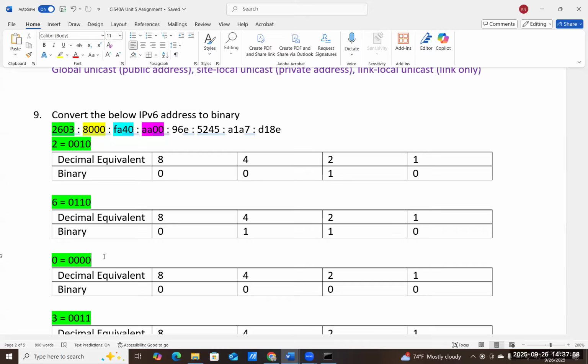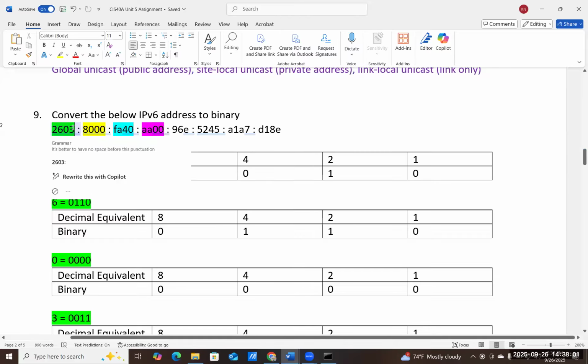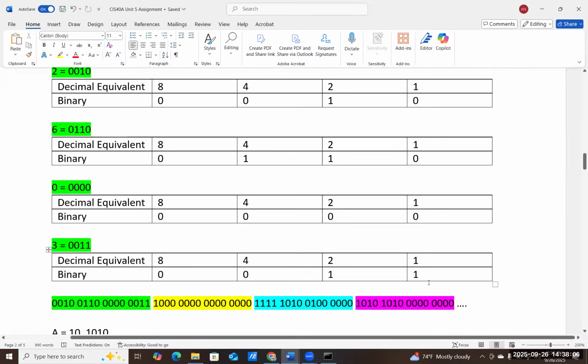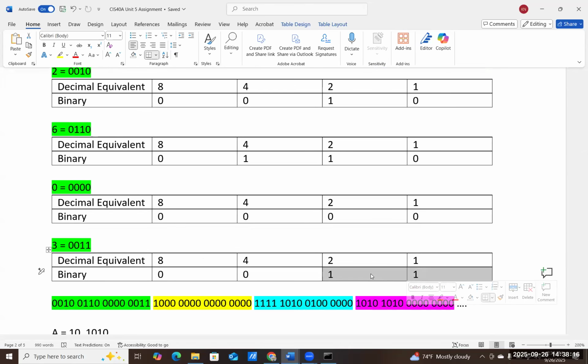Then you move to the next one, which is the 3. For the 3, I know 2 plus 1 gives me a 3. So the first and the second bits are on. And you can go through and do the subtraction just like you did for decimal to binary. With hexadecimal to binary, we use the scale and we subtract. Now it gets a little harder when you get a letter, right? You just have to refer to the table to represent the letter.